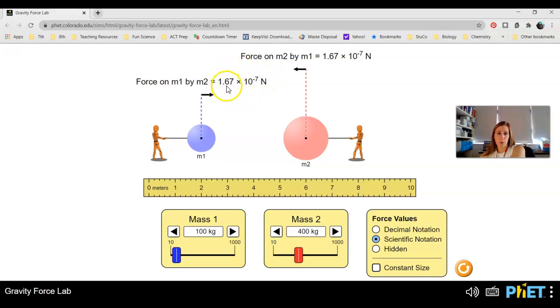if that's easier. So 1.67, for those of you who are familiar with scientific notation, you cannot forget the times 10 to the negative 7. That is really important. Basically what that means is you're moving the decimal to the left 7 places, so it should be a really small number. So either one of those works. If you know scientific notation, you can write your answers like that. Or if you're just cool with the decimals, you can write your answer like that. Remember, this is a force. Gravity is a force. So we're going to use newtons as our label. Okay? So there's 2 options there.